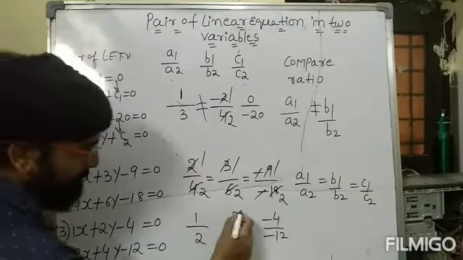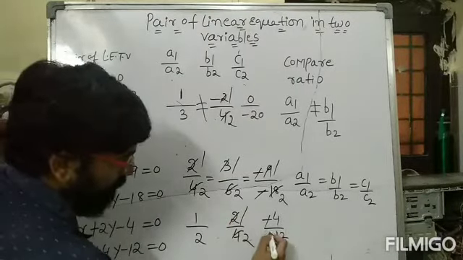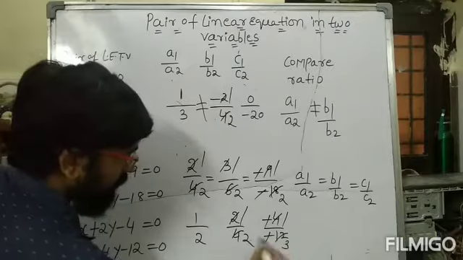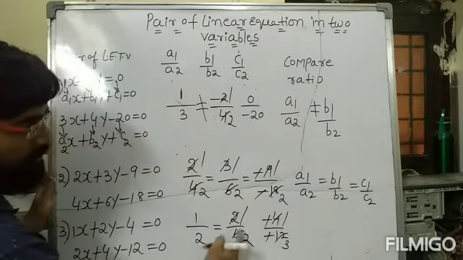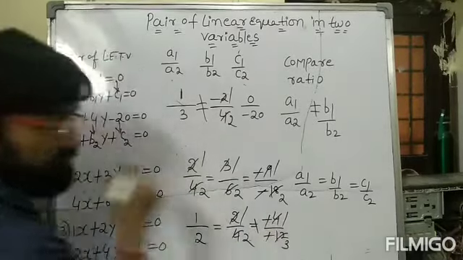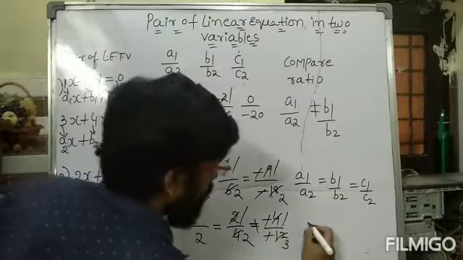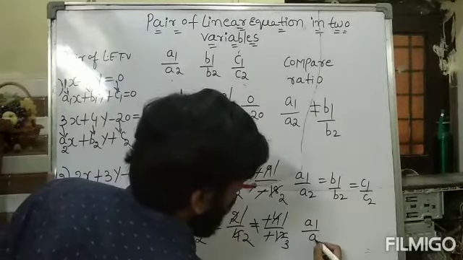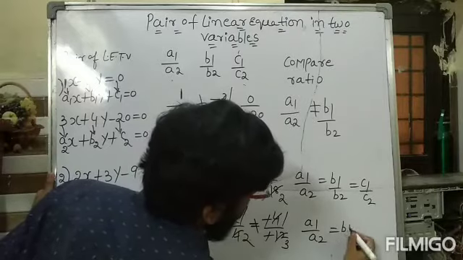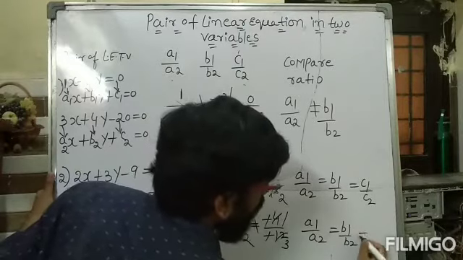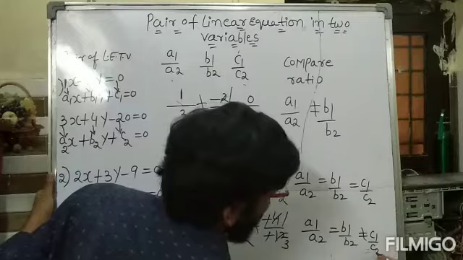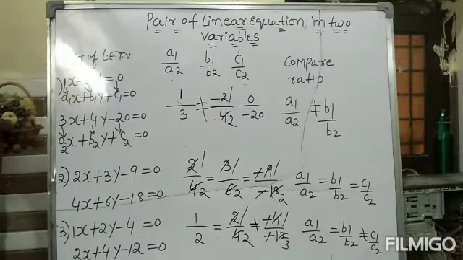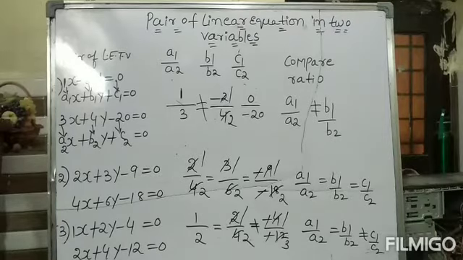Okay. Here 1, 2, cancel 1, 3. So this is equal. A1 by A2 is equals to B1 by B2, not equals to C1 by C2.